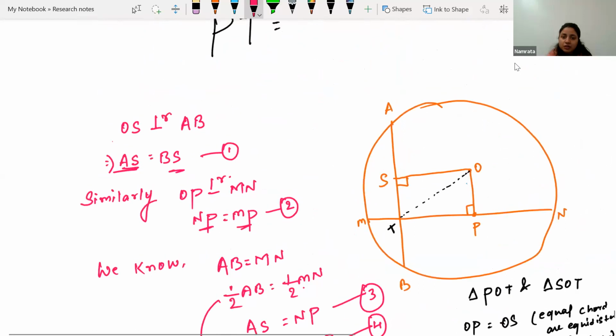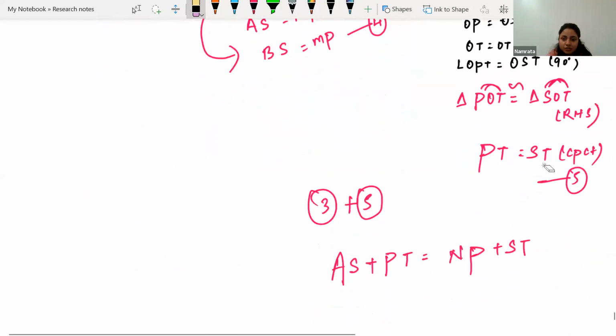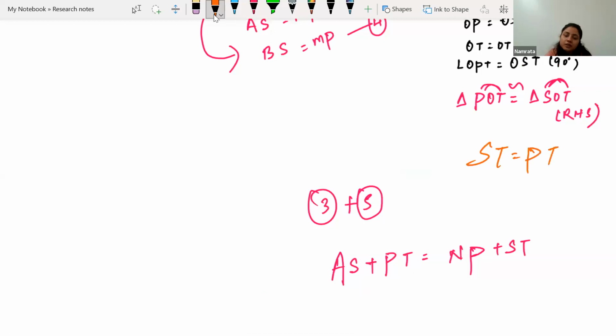AS plus PT means what? Okay, incorrectly I have added it. I must reverse the side and then add. So from here I am saying that ST equals PT. We have written previously PT equals ST, or ST equals PT. It's the same thing. Like X equals 2 or 2 equals X, both mean the X value is 2 only. Why am I writing like this? So that we can add this with this one.